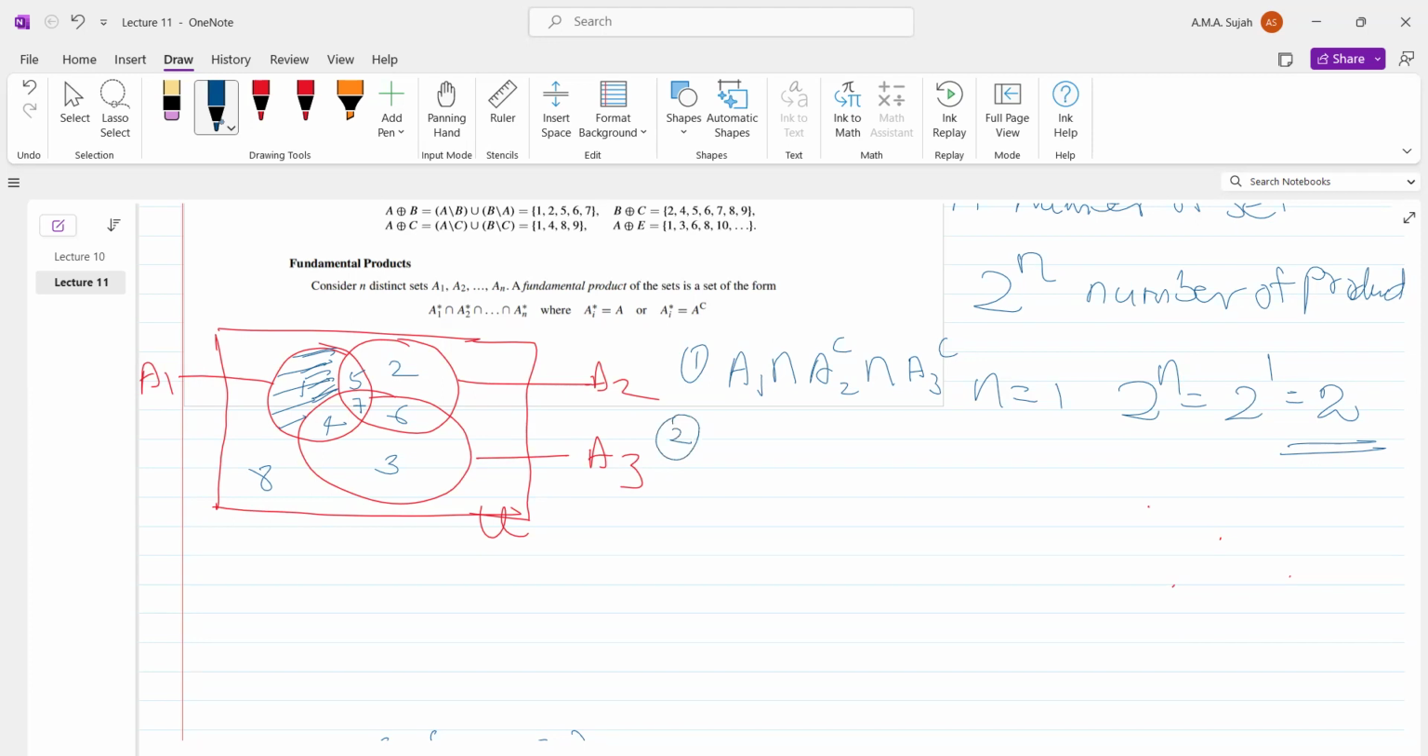The second one, A2 intersection A1 complement intersection A3 complement. This is the second area. Third area, A3 intersection A1 complement intersection A2 complement. So this is the third area. How about the fourth area? How can we indicate the fourth area?